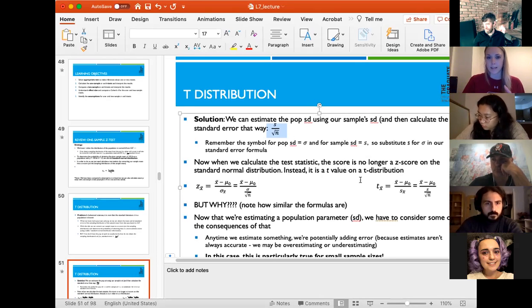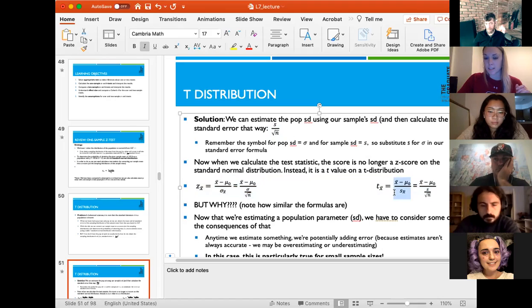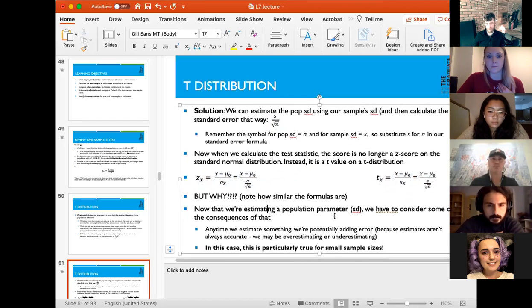Because we have to estimate the population standard deviation, now we use a one sample t-test instead of a one sample z-test. Notice the similarities in these formulas. What is the only difference? S versus sigma. Yes, S versus sigma, because here we're estimating the population standard deviation using the sample standard deviation and therefore calculating standard error. And here we have the population standard deviation.